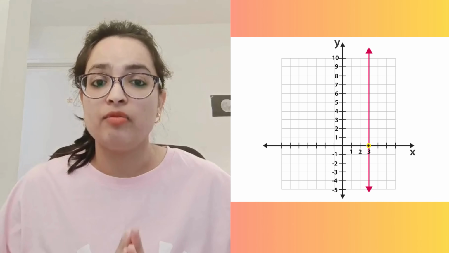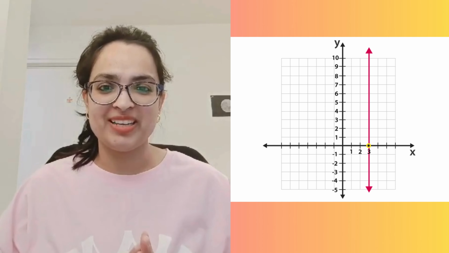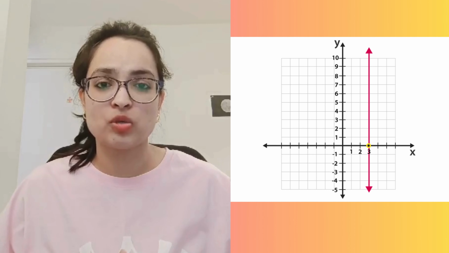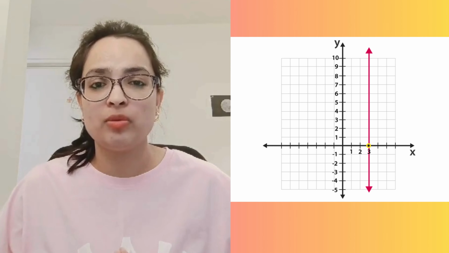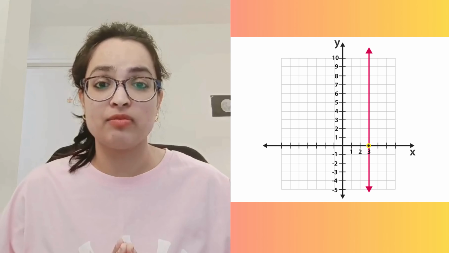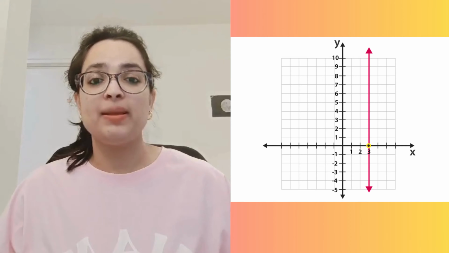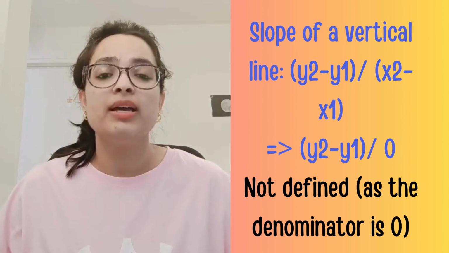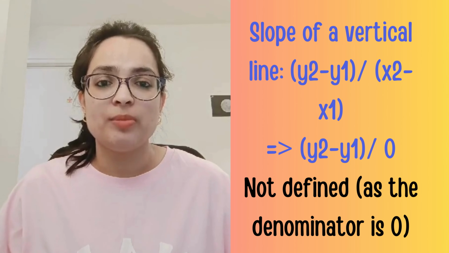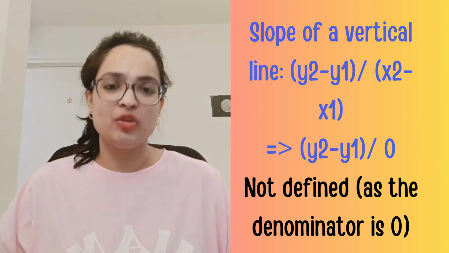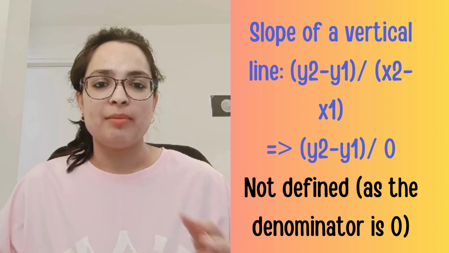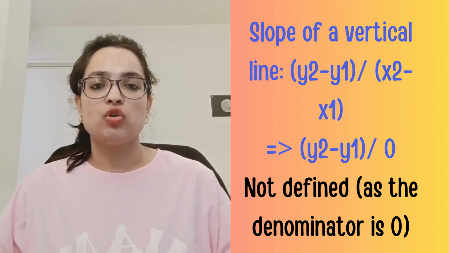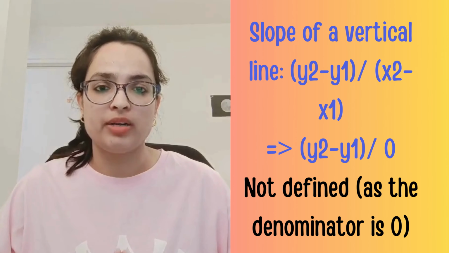Now, the slope of an absolutely vertical line will be not defined. Why will it be not defined? I think you have already guessed the answer, because the difference in the x coordinate is 0. Now, as per the formula of slope calculation, y2 minus y1 over x2 minus x1, if x2 minus x1 is 0, that means the denominator of the formula is 0, then the slope will be not defined. Because you must be aware that whenever there is a fraction and the denominator is 0, the fraction actually is not defined. Therefore, the slope of a perfectly vertical line is not defined.